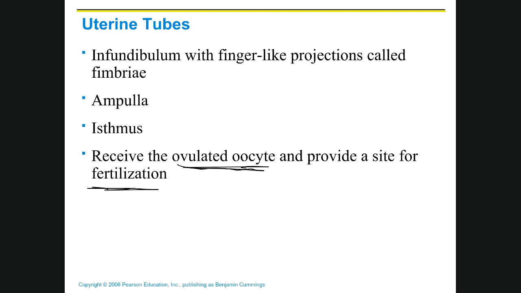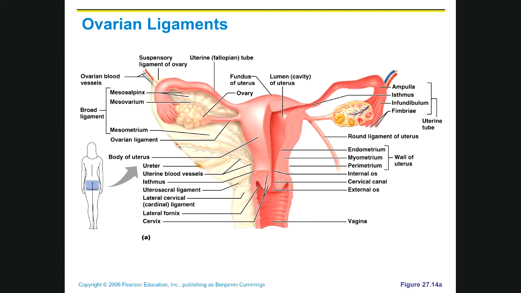The reason fertilization happens here is because it takes about 8 days for this egg, this oocyte, to make it down into the uterus. But the egg only lives for 24 hours. So if fertilization is going to happen, it has to happen in the first 24 hours, and this oocyte is going to be in here.